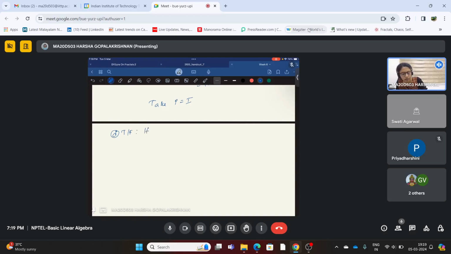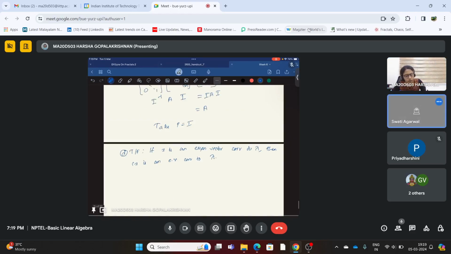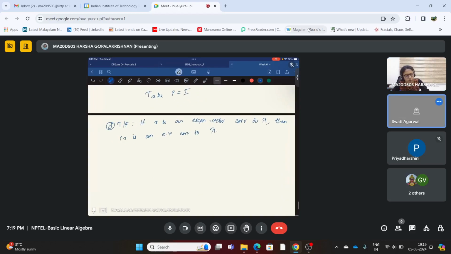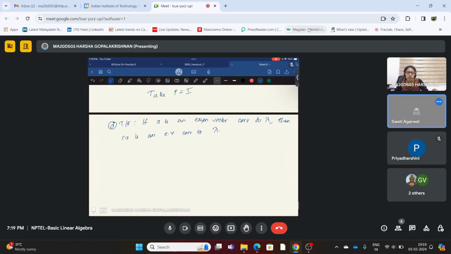Suppose x is an eigenvector corresponding to lambda. Then Cx is an eigenvector corresponding to eigenvalue lambda. Lambda is an eigenvalue and x is an eigenvector corresponding to lambda. Then what about Cx? Any idea? C is non-zero. Let us see.